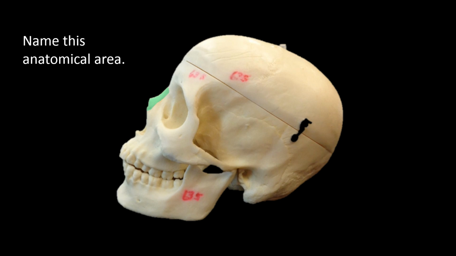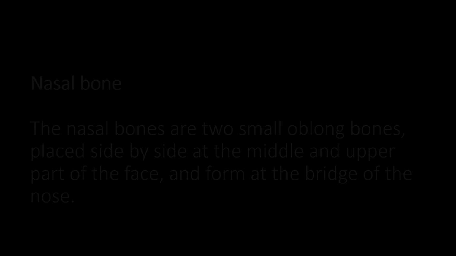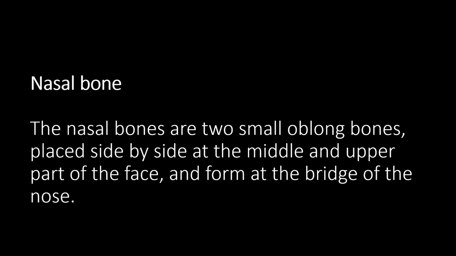Name this anatomical area. Nasal bone. The nasal bones are two small oblong bones, placed side by side at the middle and upper part of the face, and form the bridge of the nose.